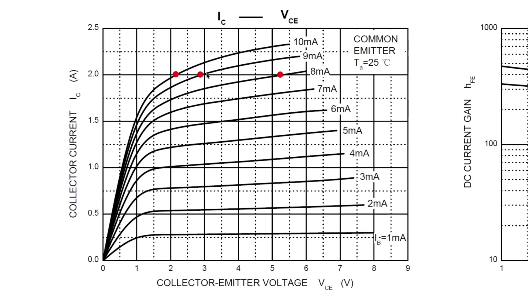This curve shows the collector current versus collector emitter voltage when base current is equal to 9 milliamperes. And this curve shows the collector current versus collector emitter voltage when the base current is equal to 10 milliamperes. For each of these points, we have a collector emitter voltage and a collector current. Since the power dissipation is equal to collector emitter voltage multiplied by collector current, it's easy to calculate the power dissipation for these points.